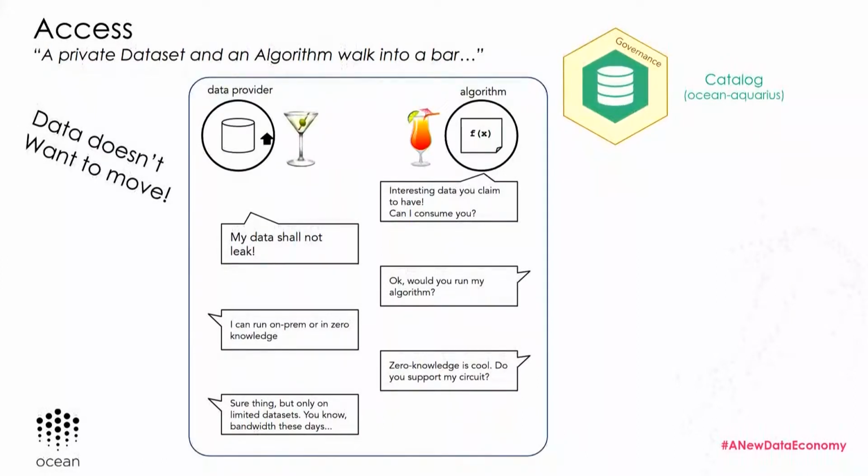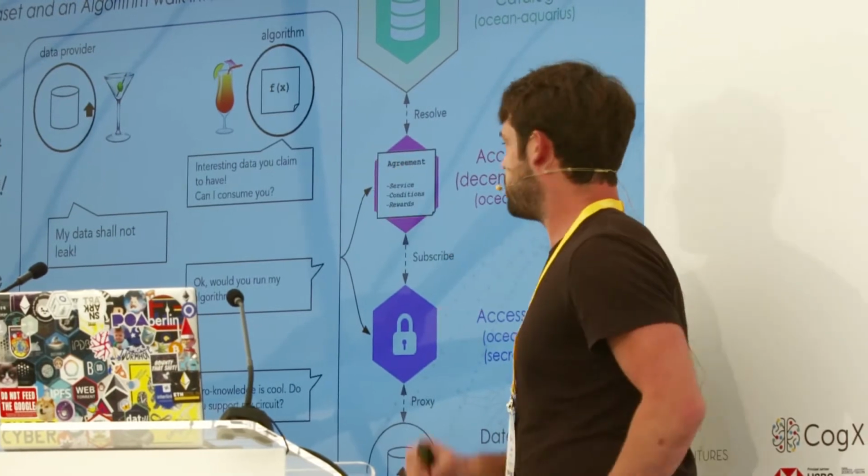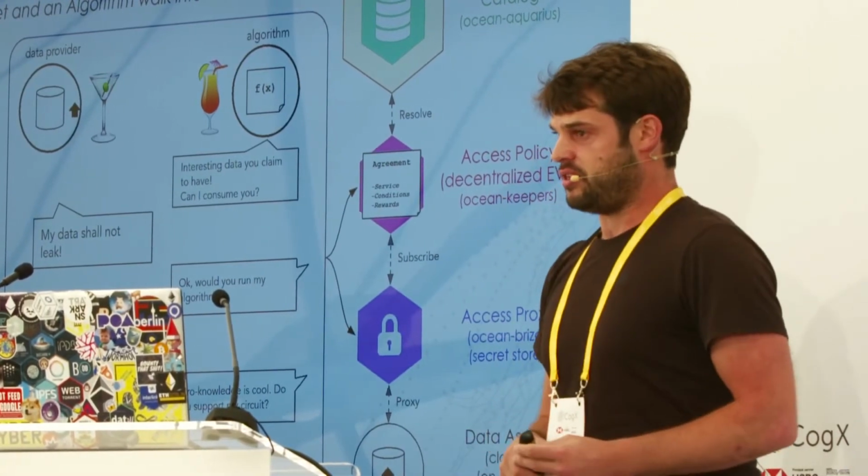So we created something. Well, first of all, our premise is data doesn't want to move. There's privacy, there's just the largeness of data. So we bring the compute to the data. And that's what you will see in federated learning. You could arguably say that we're creating something like tokenized federated learning. So we created something which we call access policies.